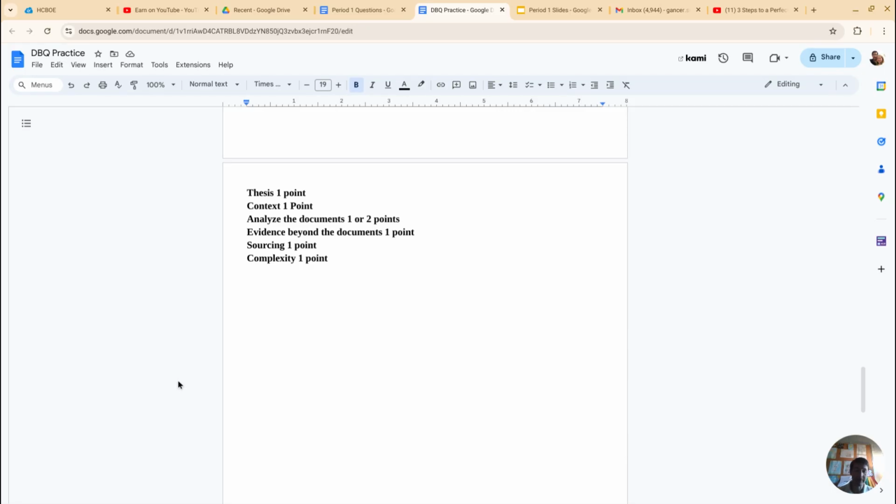Okay. Now there's 7 total points you can get from it, and we're trying to build up points in the AP exam. You're not going to be perfect, and you don't have to be, and you can still earn a 4 or 5 and get college credit. But in the DBQ, you have your thesis, context, analyzing the documents, evidence beyond the documents, sourcing, and complexity.